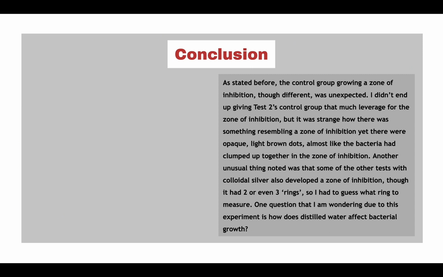Another unusual thing noted was that some of the tests with colloidal silver also developed a zone of inhibition, though its appearance was like the ones in the control group, as it had two or even three rings, so I had to guess what ring to measure. One question that I'm wondering through this experiment is, how does distilled water affect bacterial growth?